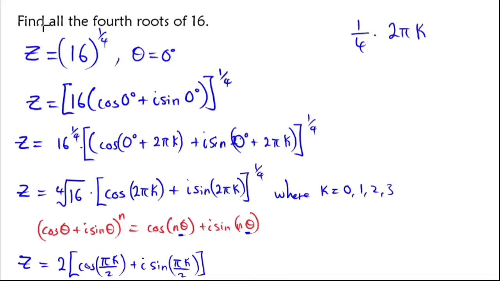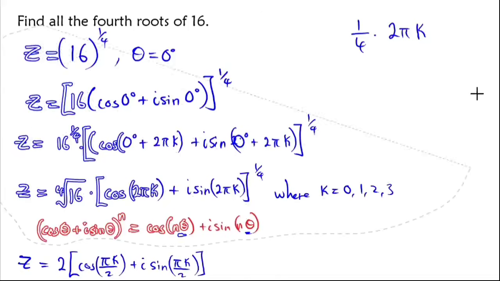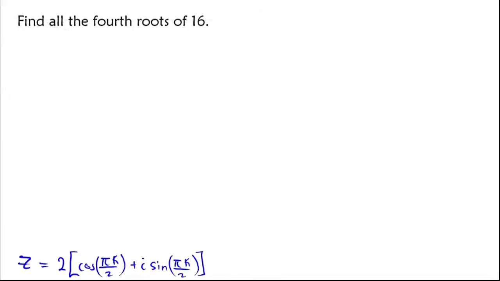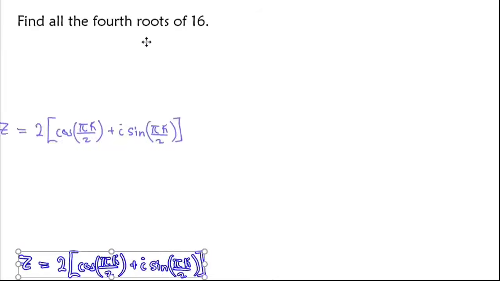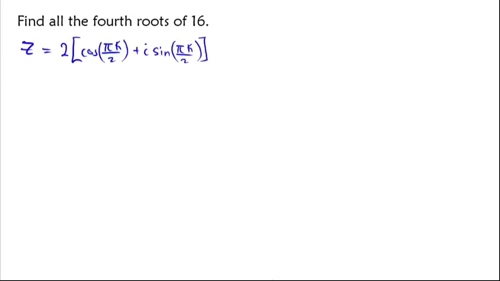So this is the only expression that I need to find the 4 values that we're looking for. So let me obtain this expression. Let's just put it here. So remember, we said where k is 0, 1, 2, 3. So let's start with k being 0. If k is 0, what is z?